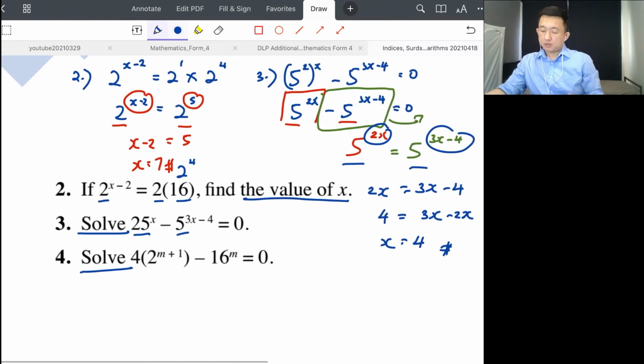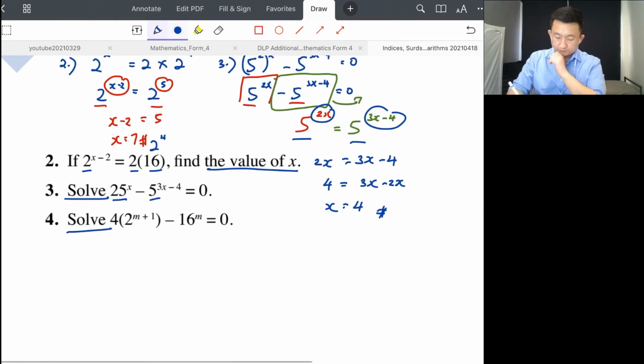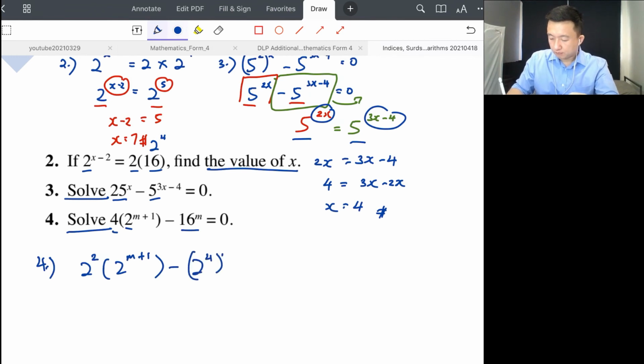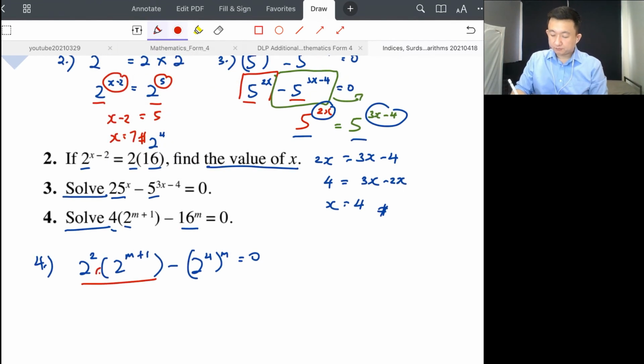Alright, 2, 3, and the last one, 4. 4 to 16, which one? Prime number, 2. So everything changed to power base 2. Okay, what happened here? This is multiply, right? So multiply, you plus.